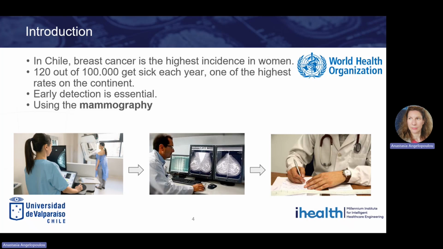As an introduction, in Chile, breast cancer has the highest incidence in women. Early detection is essential, using mainly the mammography. The mammography is the first exam. In the process, the patient goes to the box, then the device takes the image and sends it to the medics or doctors, and the doctors analyze each image, searching for anomalies, and then write a report.